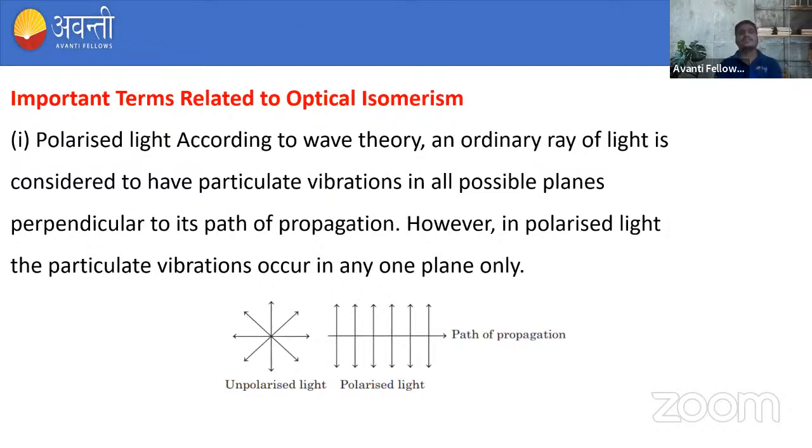Now, the first important term related to optical isomerism is polarized light, right? What do you mean by this term, polarized light? Let me tell you, this is very important. According to the wave theory, an ordinary ray of light is considered to have vibration in all possible planes perpendicular to its path of propagation. However, in polarized light, the vibration occurs in only one plane.